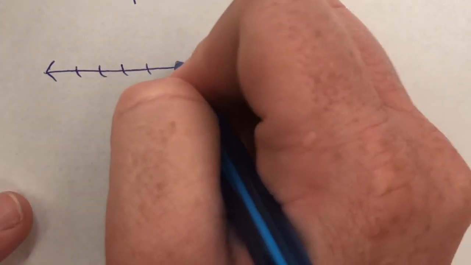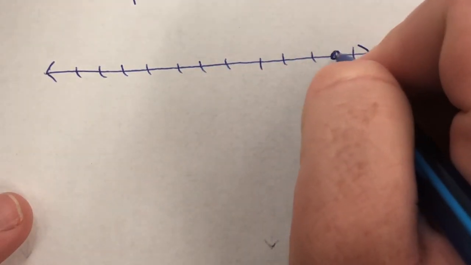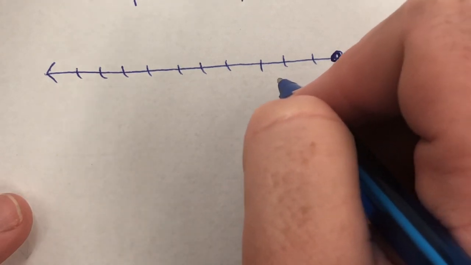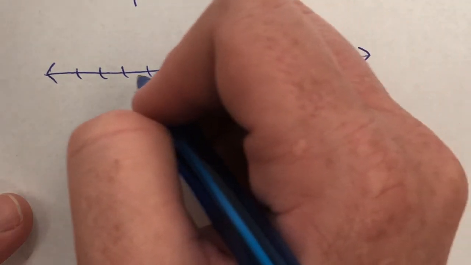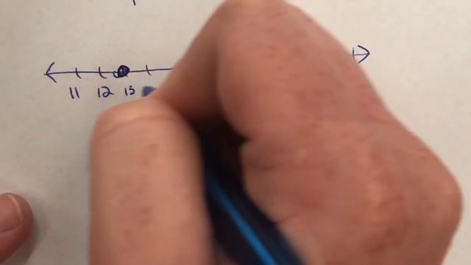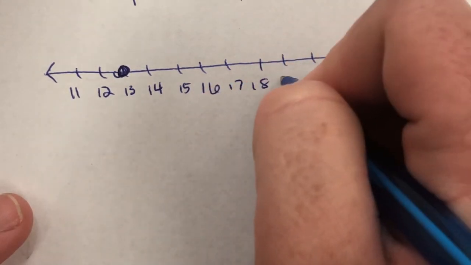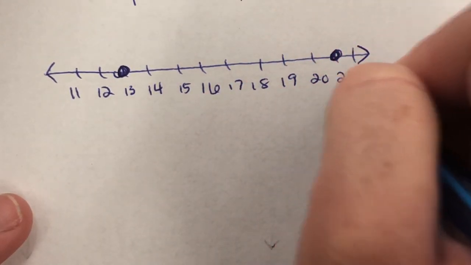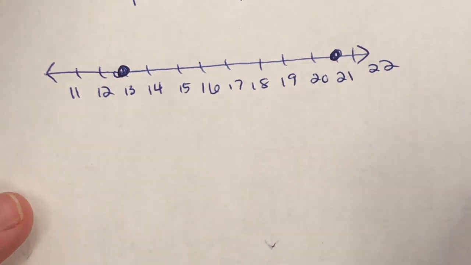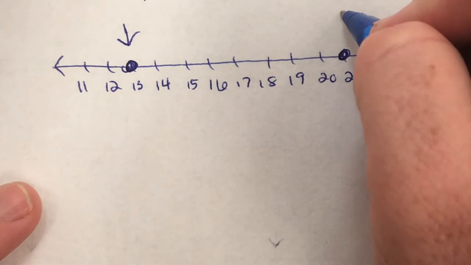Okay, number line. I'll try and make them super far apart. We'll do them with big numbers too. All right, I'll do a dot here, and a dot here. And we'll do 11, 12, 13, 14, 15, 16, 17, 18, 19, 20, 21, and then that last one down there is 22. Okay, so here's our number line. So we've got numbers at 13 and 21.